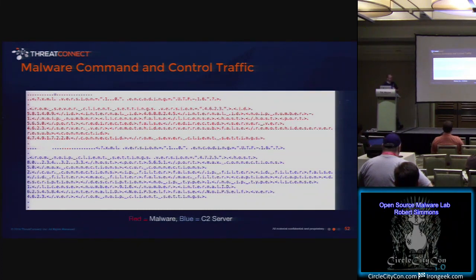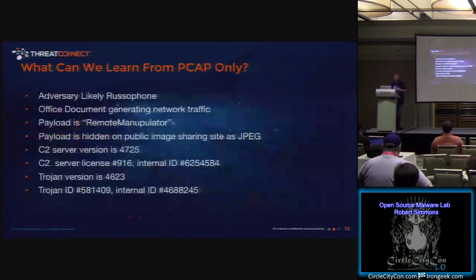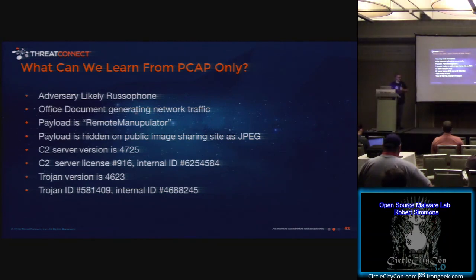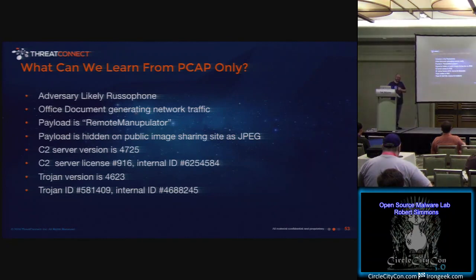I know this slide's a bit busy, but on the next slide, I've broken down the information that I collected from this XML traffic. So let's take a look at what we've learned from only listening to the malware speak and not actually looking at the malware itself. We know that the adversary is likely Russophone. We also know that there's an Office document generating network traffic, so that's a serious problem. We also know that the payload is Remote Manipulator. We'll be able to confirm that if we run that particular file through Cuckoo and look at it further.